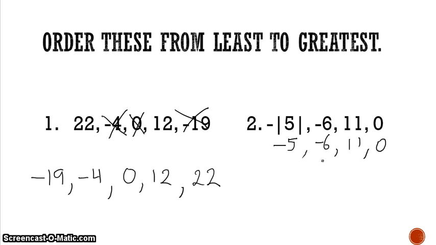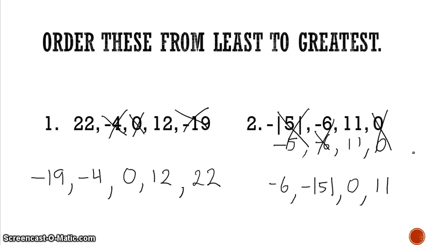So which of these is the negative number that is furthest away from 0? That would be negative 6. The next after that is negative 5, but it was originally written as negative absolute value of 5. So that's how I want you to write it down. I don't have any more negative numbers. I have 0. And then I have 11, and I'm done.